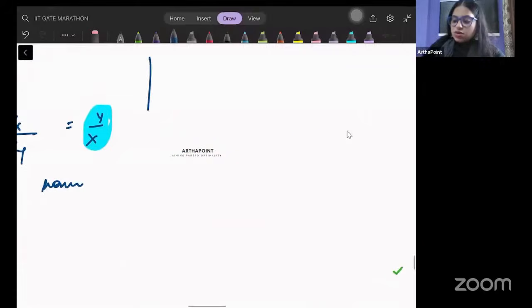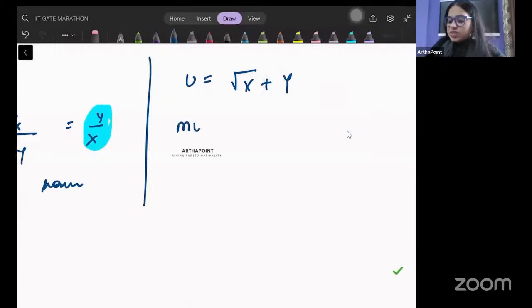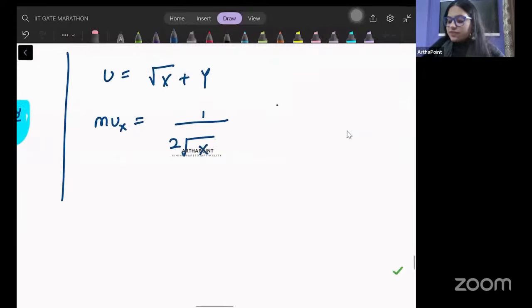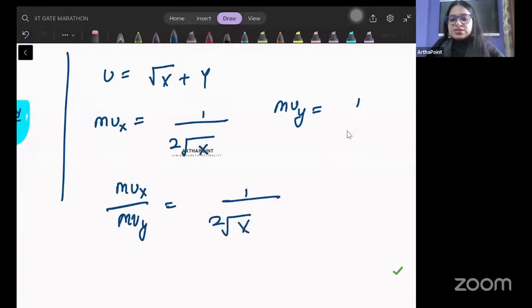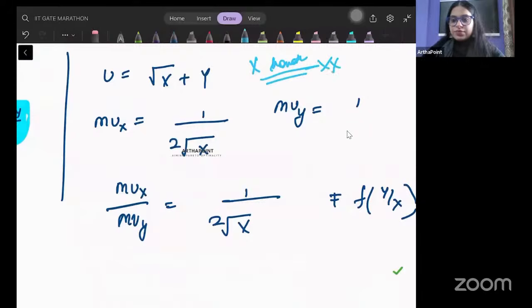But if I ask you that your utility function is root x plus y. Now I found MUX, I differentiated this with respect to x. So I got 1 by 2 root x. Then I found MUY. I differentiated this with respect to y. I got 1. Now I find MUX by MUY. So I get 1 by 2 root x. This is not a function of y by x. Y is missing. I can't get it back in the form of y by x. So if I cannot get it in the form of y by x, then it is a non-homothetic function. This is not homothetic. Right?